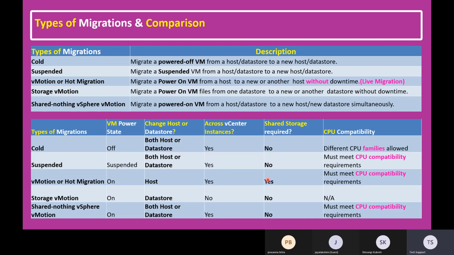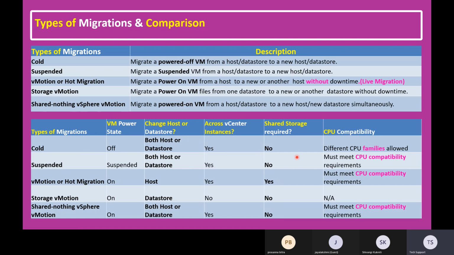But in the hot migration scenario, VMware's recommendation is that we require shared storage. And for storage vMotion, without shared storage also, we are able to migrate the VM from one data store to another data store. And shared nothing also doesn't require shared storage.